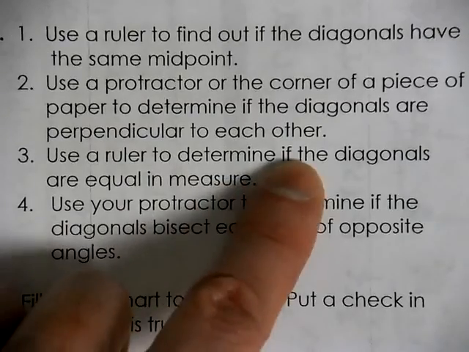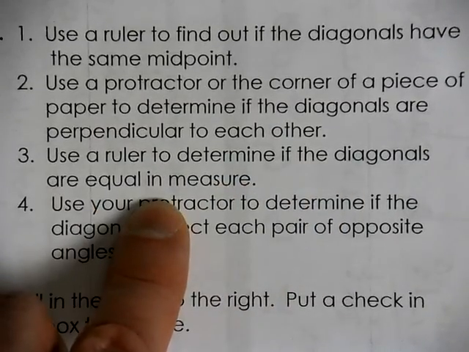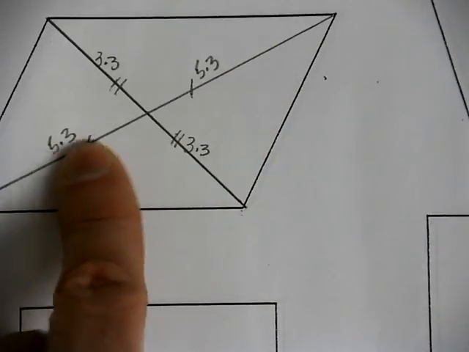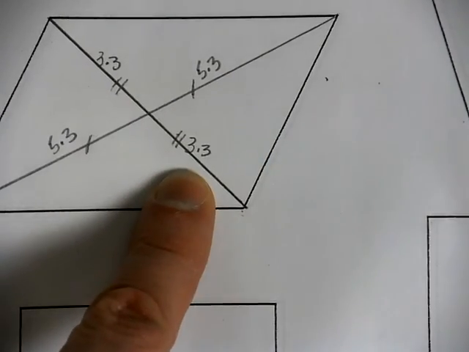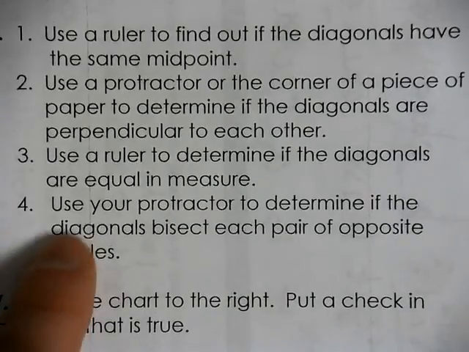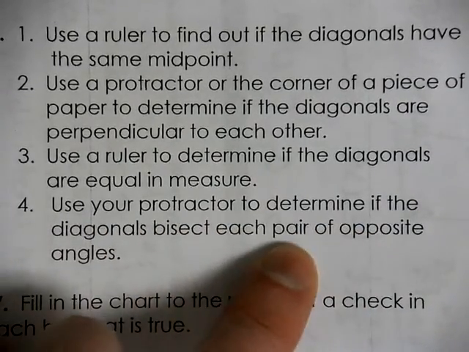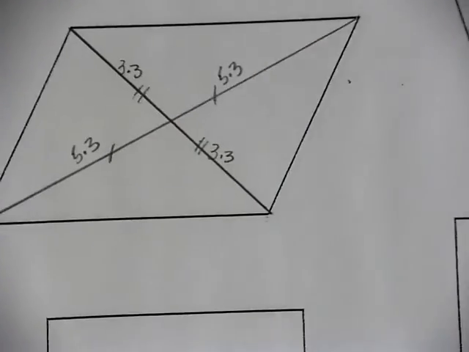Use a ruler to determine if the diagonals are equal in measure. Well, we've already done that. This would be 10.6. This would be 6.6, not the same length. Use your protractor to determine if the diagonals bisect each pair of opposite angles.